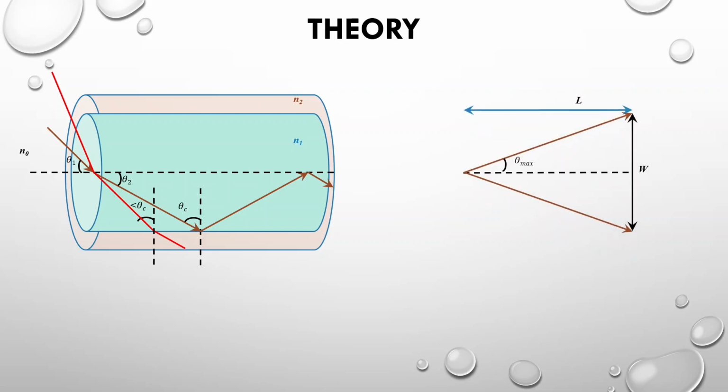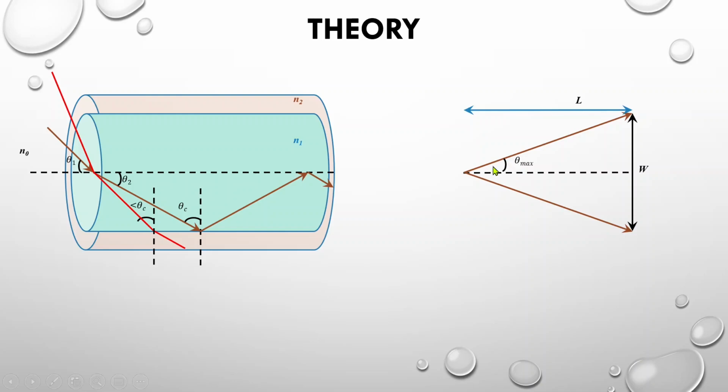Let us exaggerate the emerging out ray. It forms a circle of diameter W at a distance L. Let theta max be the maximum angle made with respect to the axis.